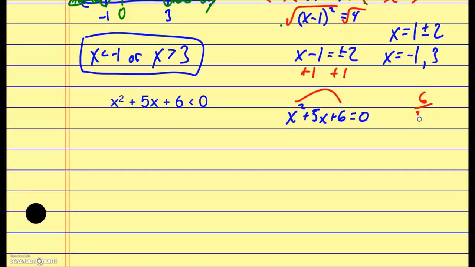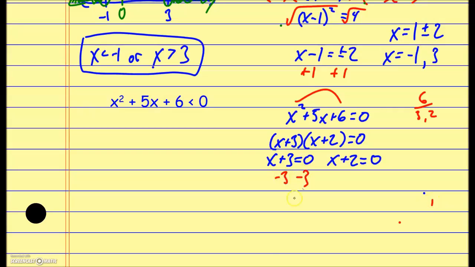The two numbers are a +3 and a +2. So this one's going to factor into an x plus 3 and an x plus 2. And again, I set each factor equal to 0, so x plus 3 equals 0, x plus 2 equals 0, and now I solve each. Over here I'm going to subtract this 3 from each side, so I find out that x equals a -3. Over here, of course, I'm going to subtract the 2 from each side, so I find out that x equals a negative 2.